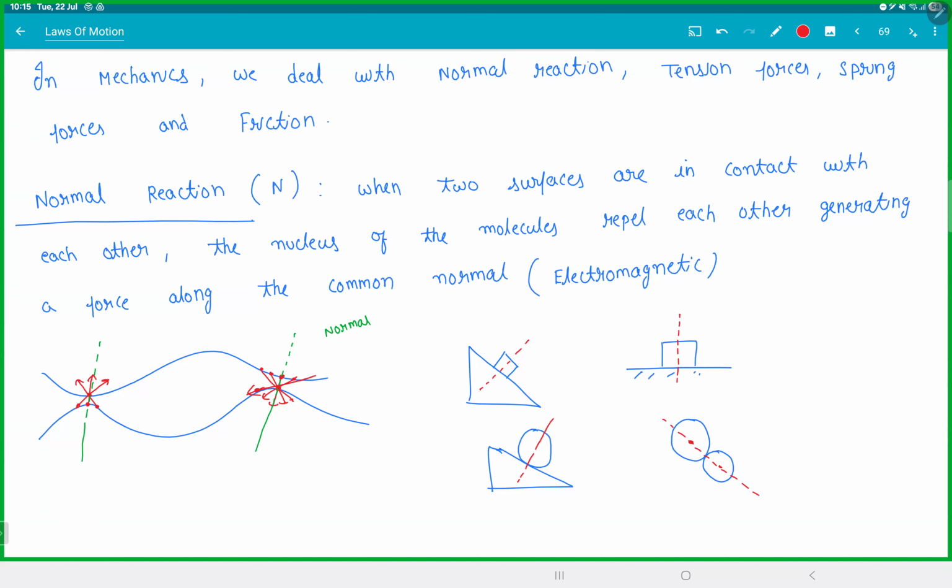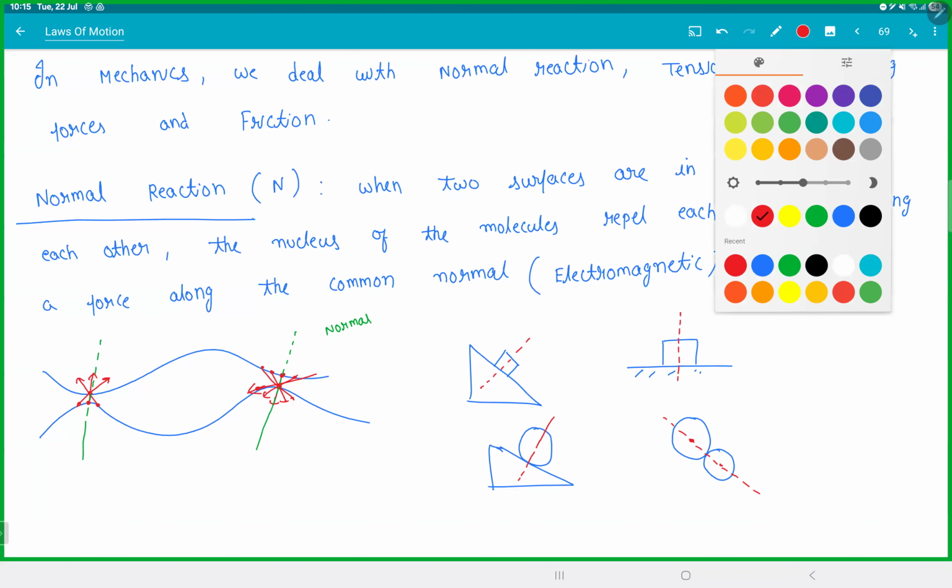Any doubts on this thing? All clear with this page? Any doubts? Anyone not clear with this? There, that is your first force, normal reaction. So whenever they say normal reaction, you simply have to draw it along the normal, and this comes because of nuclear repulsion, the repulsion between the molecules.